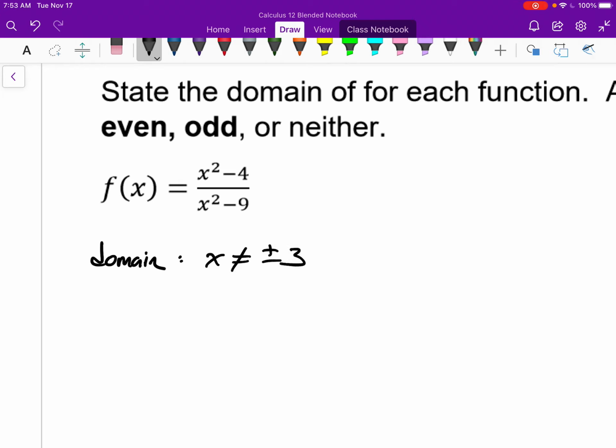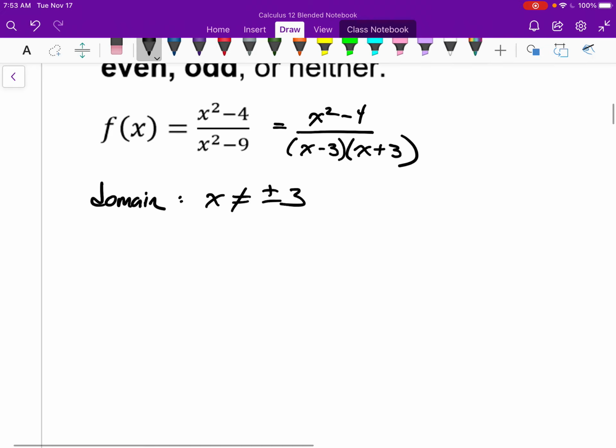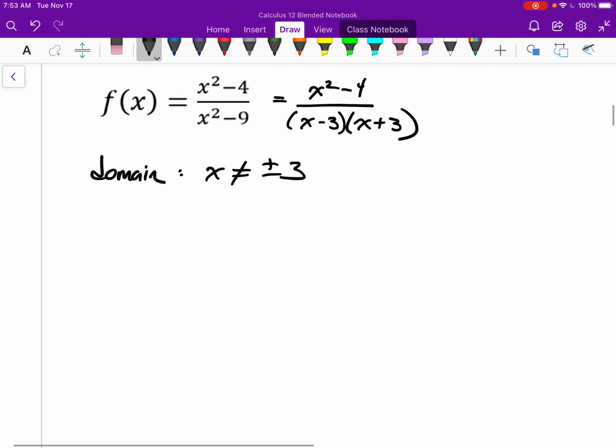Again, a bit more obvious if I rewrite this as x squared minus 4 over x minus 3 times x plus 3. Right, and this relies on remembering about rational functions from pre-calculus 12. Anytime we're dividing by 0, we have either a vertical asymptote or a pointed discontinuity. Either way, that's the domain. And actually, I just realized I'm not asking for the range, so I won't worry about the range. Is this even, odd, or neither?